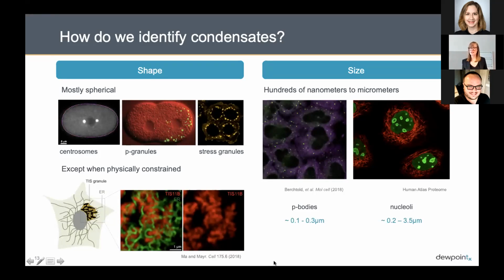Regarding the size, the cellular condensates can range from hundreds of nanometers to micrometers. And here I'm showing you two examples at both ends of the spectrum: P bodies on the small scale, and then nucleoli, which are much larger. So because condensates are so heterogeneous in shape and size, characterizing them becomes fundamental.